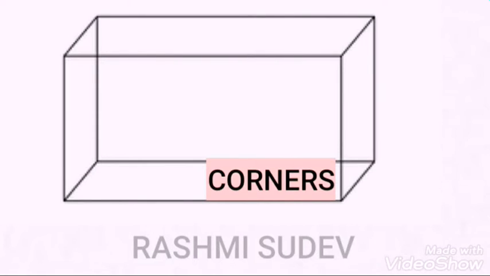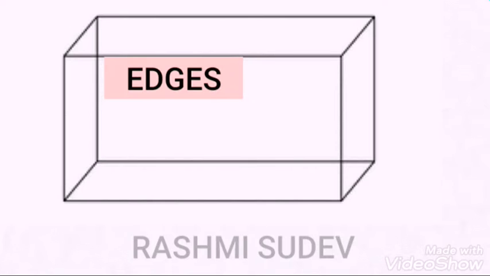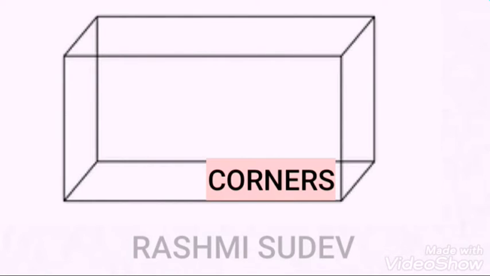Meaning of corner. Corner is also known as vertex. It is the point where the edges of a solid figure meet. They are known as corner or vertex. Diagram example is given with mentioning corner on the right hand side. So students, I hope this much is clear to you.